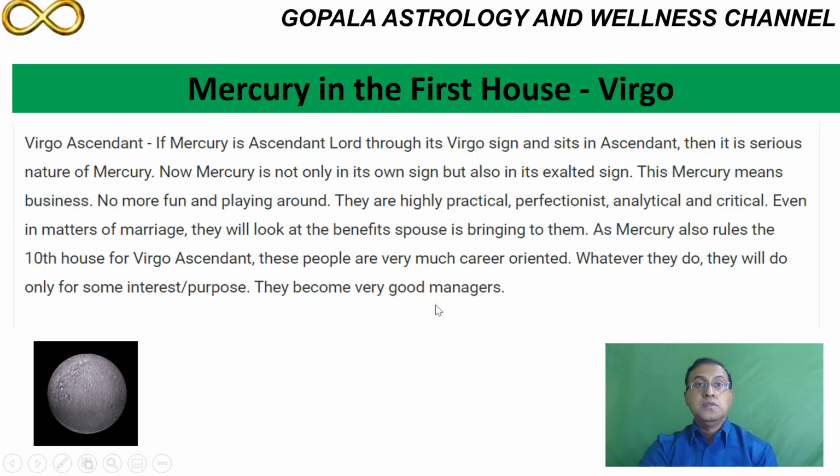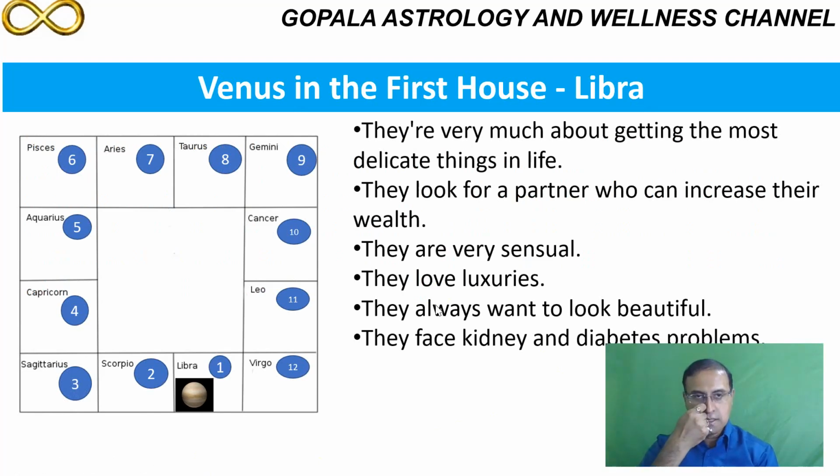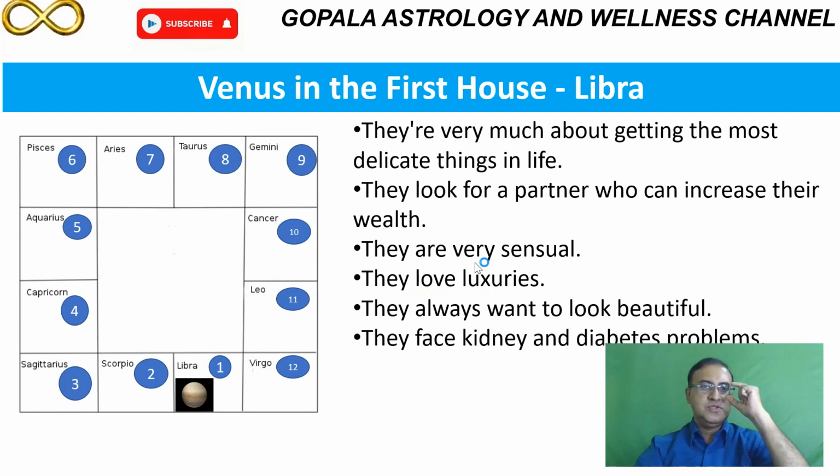All right, the next one. Let's take the other part of Venus. Previously, we talked about Venus in Taurus, and now Venus goes to Libra. So Libra is the real artistic sign of our zodiac. So they are the people who love luxuries. They are very, very sensual. They are extremely beautiful to look at.